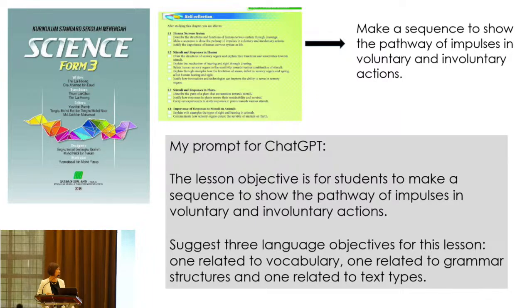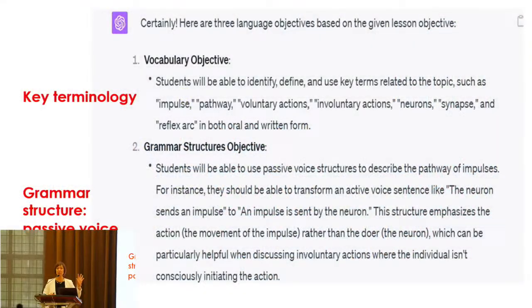My prompt was, The lesson objective is for students to, and then I typed the lesson objective. My instruction to ChatGPT was, suggest 3 language objectives for this lesson, 1 related to vocabulary, 1 related to grammar structures, and 1 related to text types. Bang! 10 seconds later, ChatGPT came up with this. Okay, again, you don't have to read it.